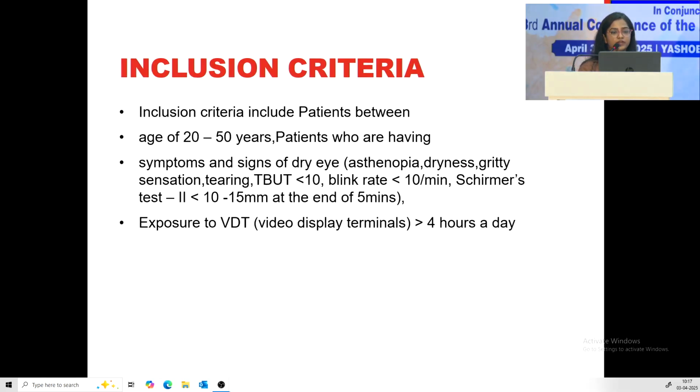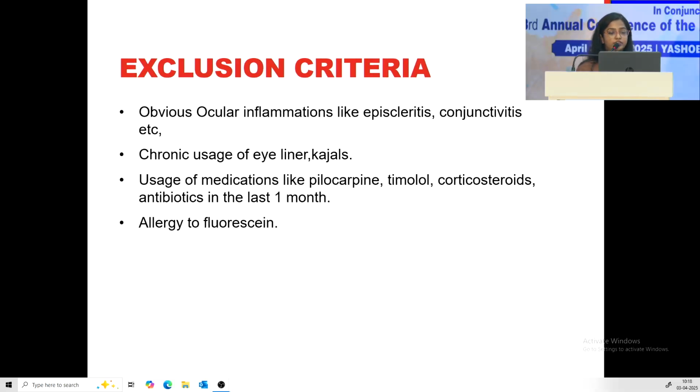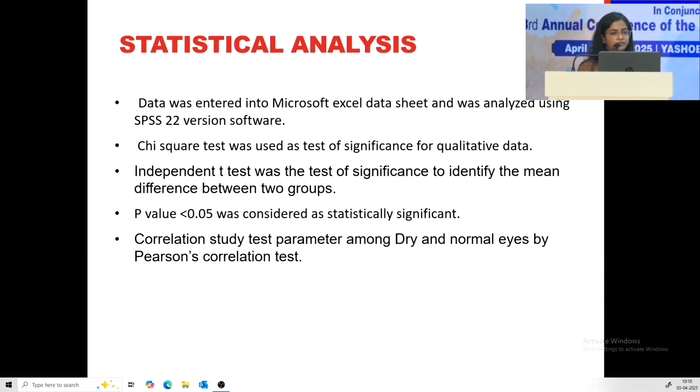The patients included were aged between 20 to 50 years, having the symptoms and signs of dry eye, and who had exposure to VDT for more than 4 hours per day, continuous 4 hours per day. Exclusion criteria were obvious ocular inflammations like episcleritis, conjunctivitis, chronic usage of eyeliners, kajals, usage of medications which cause dry eyes like pilocarpine, timolol, and steroids, and patients who were allergic to fluorescein.